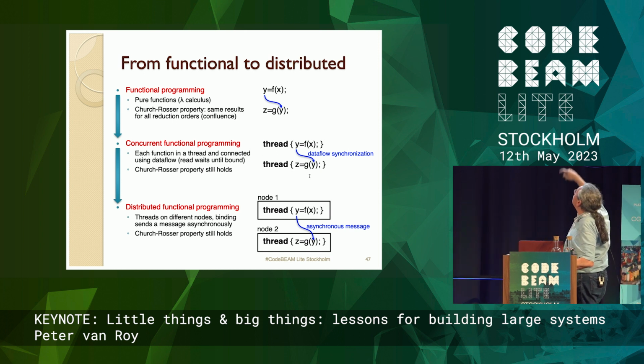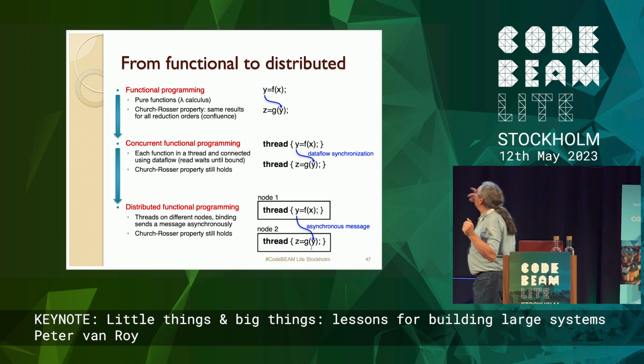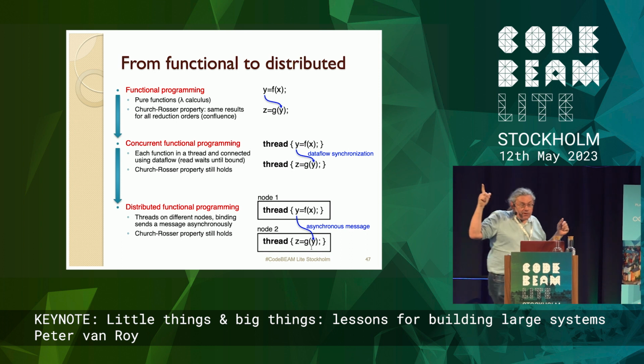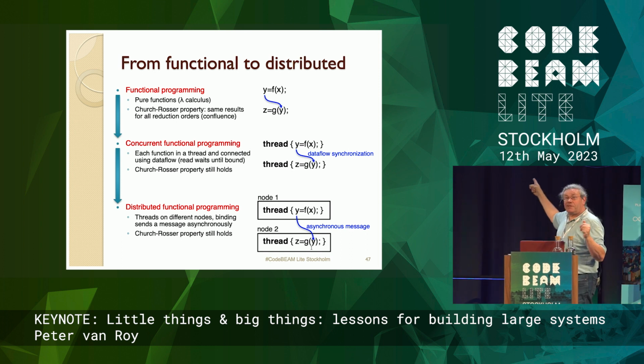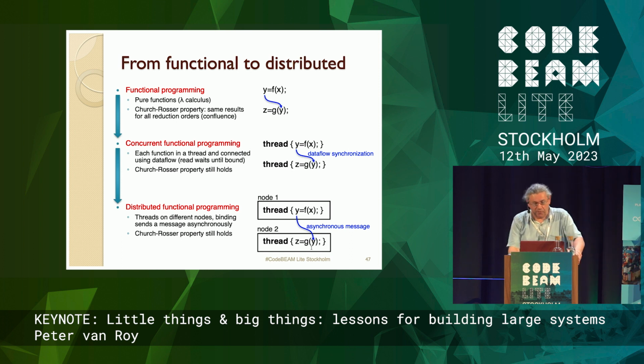And it's concurrent. And now we make it distributed. We put these two threads on different nodes. Now the binding of y causes a message to be sent. And there's no reply. It's an asynchronous message, okay? And this g needs y, so it waits until the message arrives, just to receive, okay? Notice in distributed functional programming, it's pretty clear it can still be purely functional, and it has asynchronous messages and concurrency.